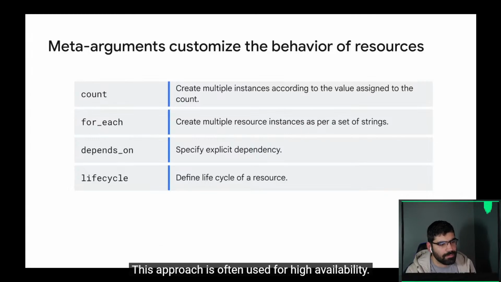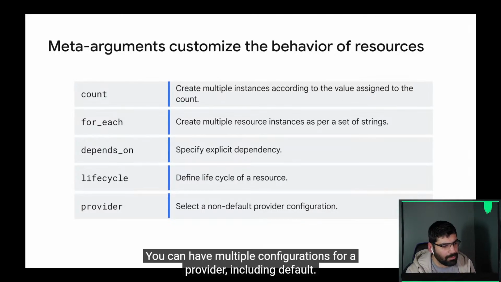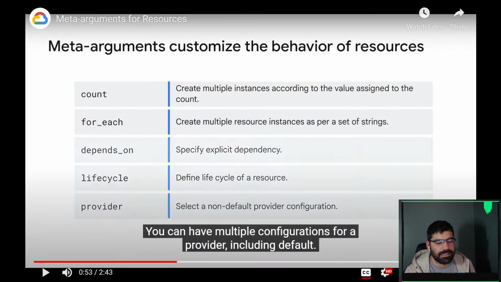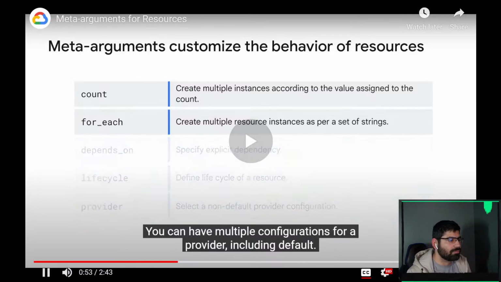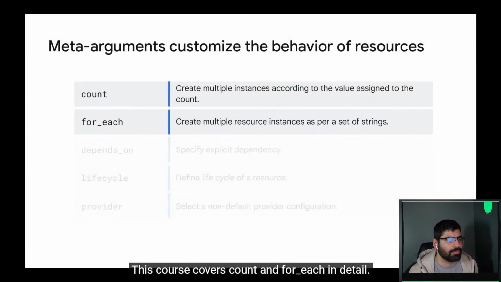This approach is often used for high availability. Provider selects a non-default provider configuration. You can have multiple configurations for a provider, including a default. So basically, if there are multiple providers you're using, like AWS, Microsoft Azure, Google, with provider you can set one default, and the others you can also use. This course covers count and for each in detail.